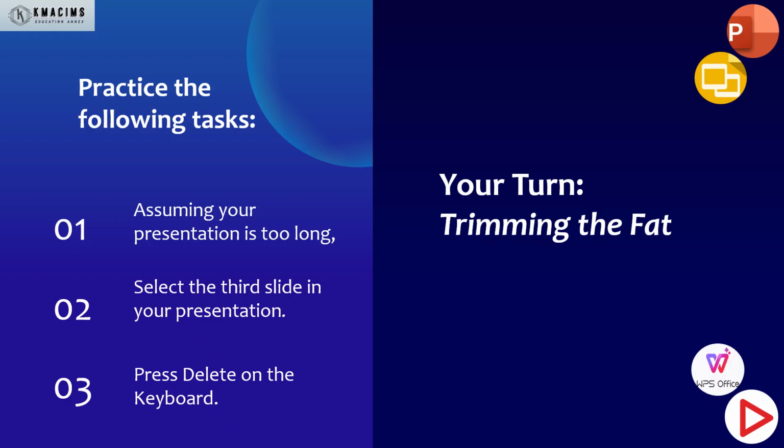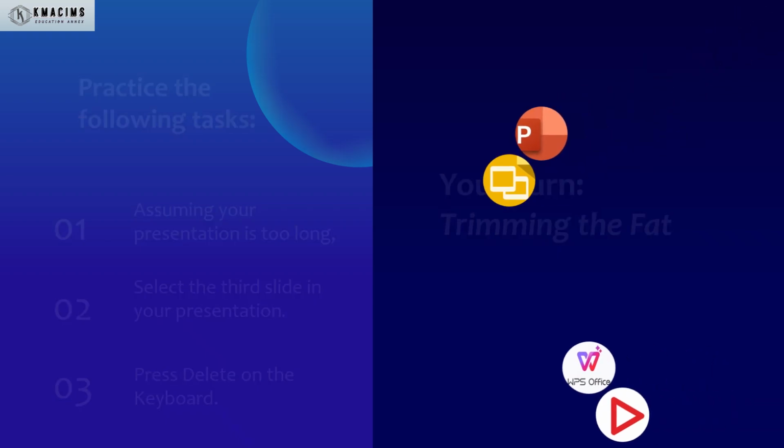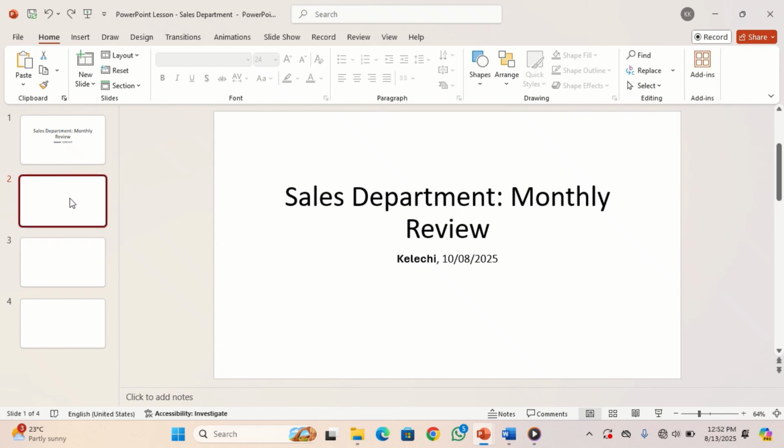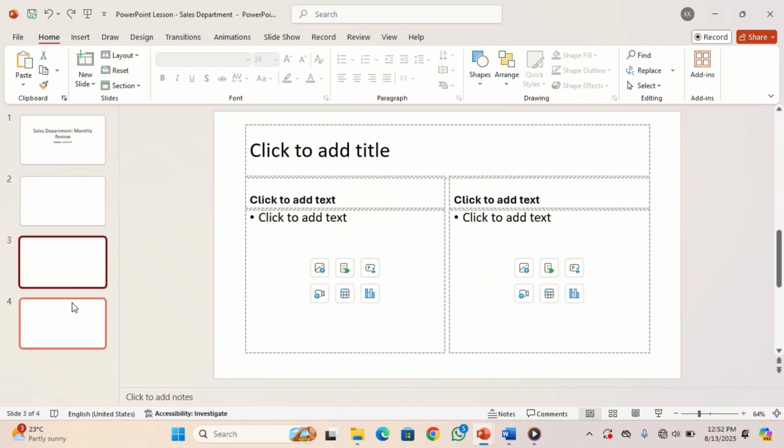In the presentation in front of you, you should have 4 slides. Let's say you've decided your presentation is too long. 1. Select the third slide in your presentation. 2. Press the Delete key. Just like that, you've tightened up your presentation. Being able to remove content cleanly is just as important as being able to add it.